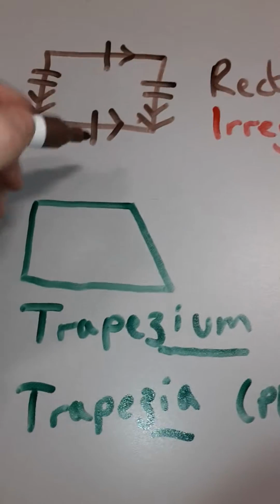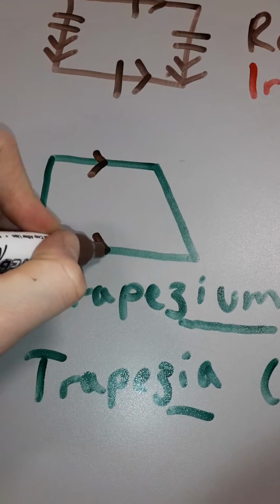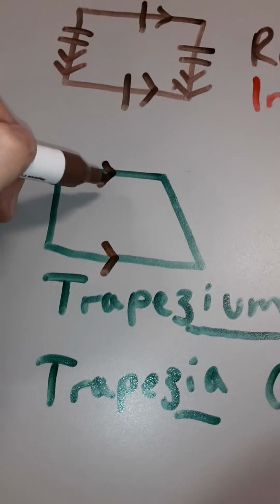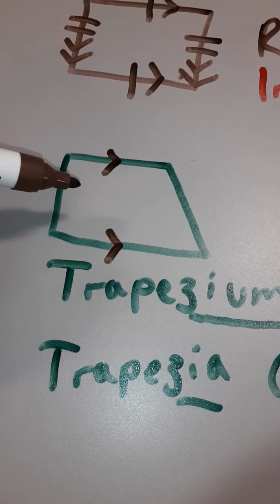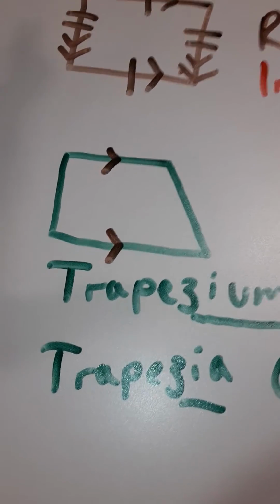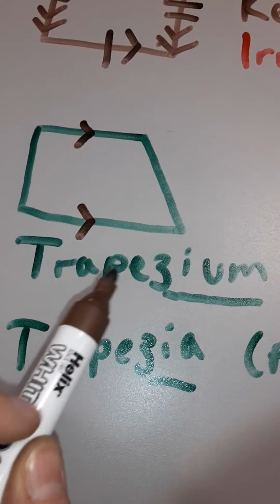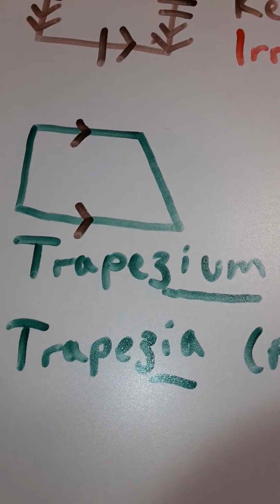Okay, now a trapezium is a four-sided shape. Again, these are all quadrilaterals, but the special thing about it is only one pair of sides are the same angle. The rest are all different angles. So these two are parallel and the rest aren't. And none of the sides have to be the same length. Now this is an irregular trapezium, okay?